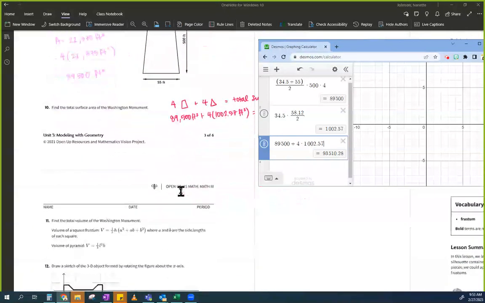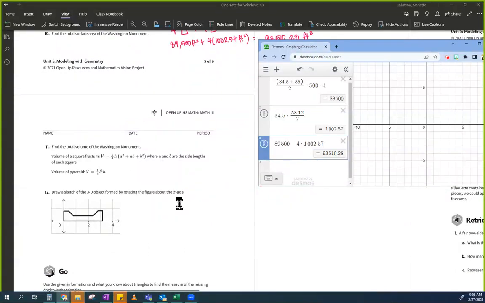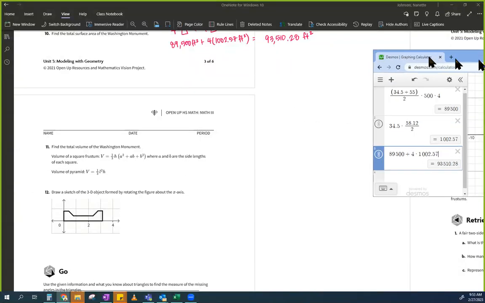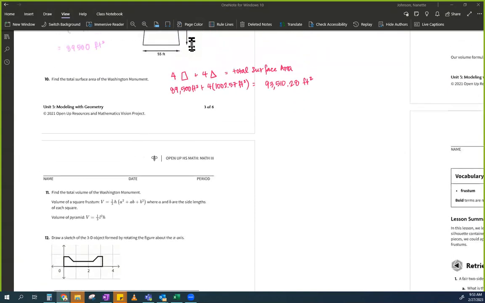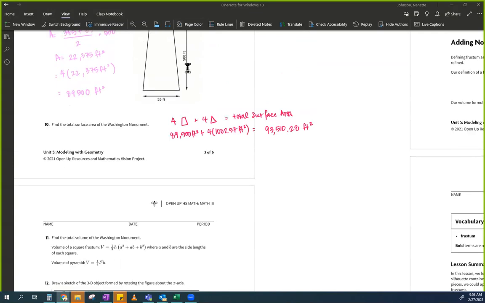Okay, so number 11 says, find the volume of the Washington Monument. So now they're asking for volume. They give you both of the volume formulas, this and this. So all I have to do now is just plug in everybody to make sure that that's right. All right, so let's plug in. The height of the frustrum, if you look up here, was 500 feet. I'm going to write it right next to it.